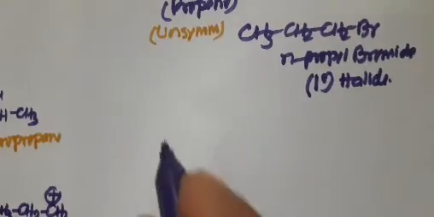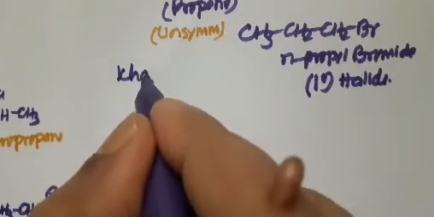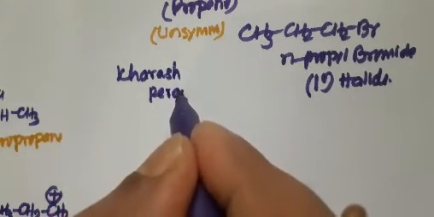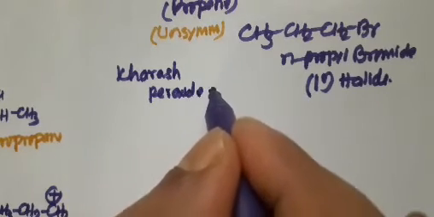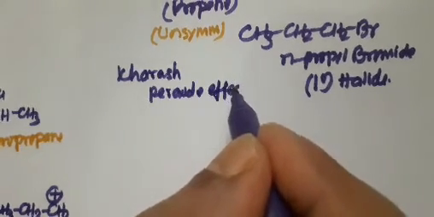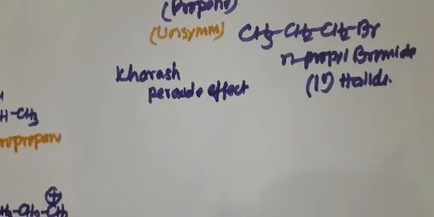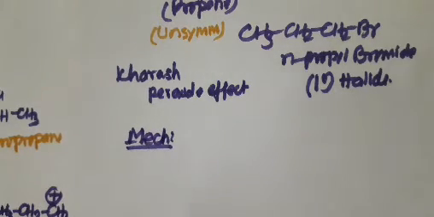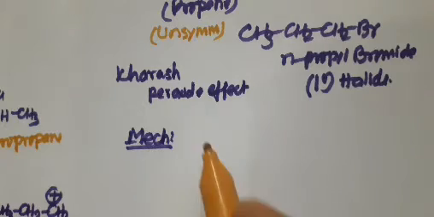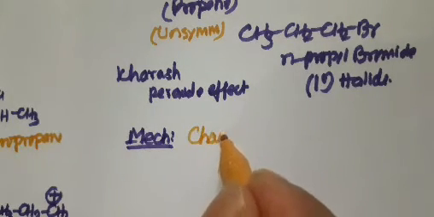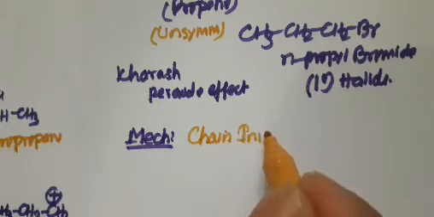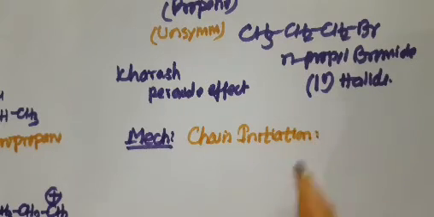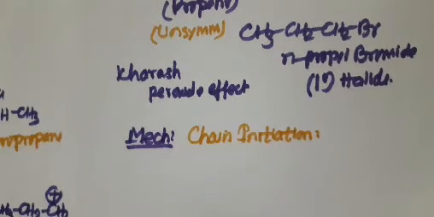Now this reaction is also known as Kharasch peroxide effect. The mechanism of this reaction takes place in 3 different steps. Step 1 is the chain initiation step. This step involves the formation of free radicals.